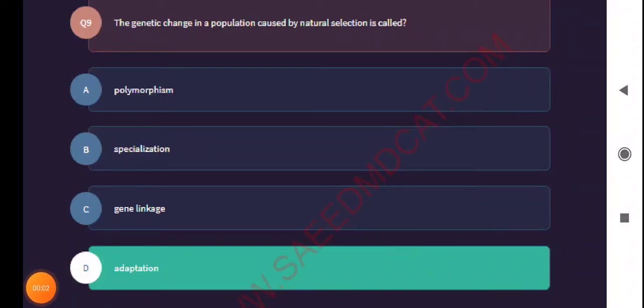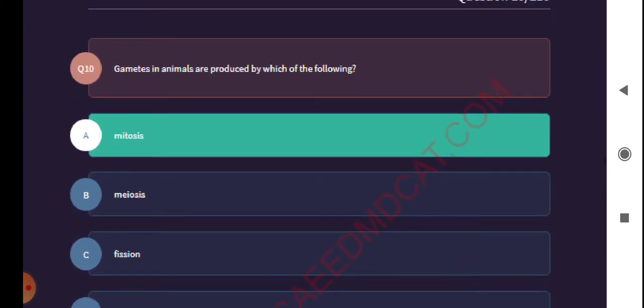The genetic change in a population caused by natural selection is: polymorphism, specialization, gene linkage, adaptation. The genetic change in a population caused by natural selection is adaptation. Gametes in animals are produced by which of the following? Meiosis.